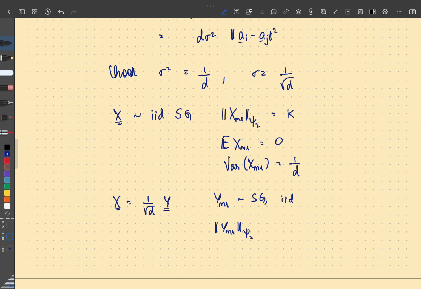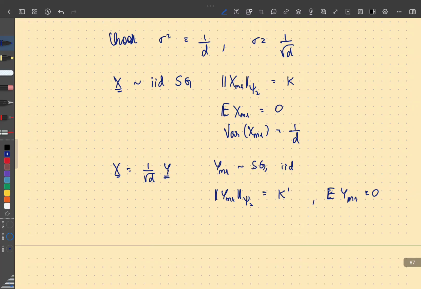Y_ml has sub-Gaussian norm equal to, let's say, some k prime, right? So this is a zero mean random variable, and the variance of Y_ml is equal to 1.